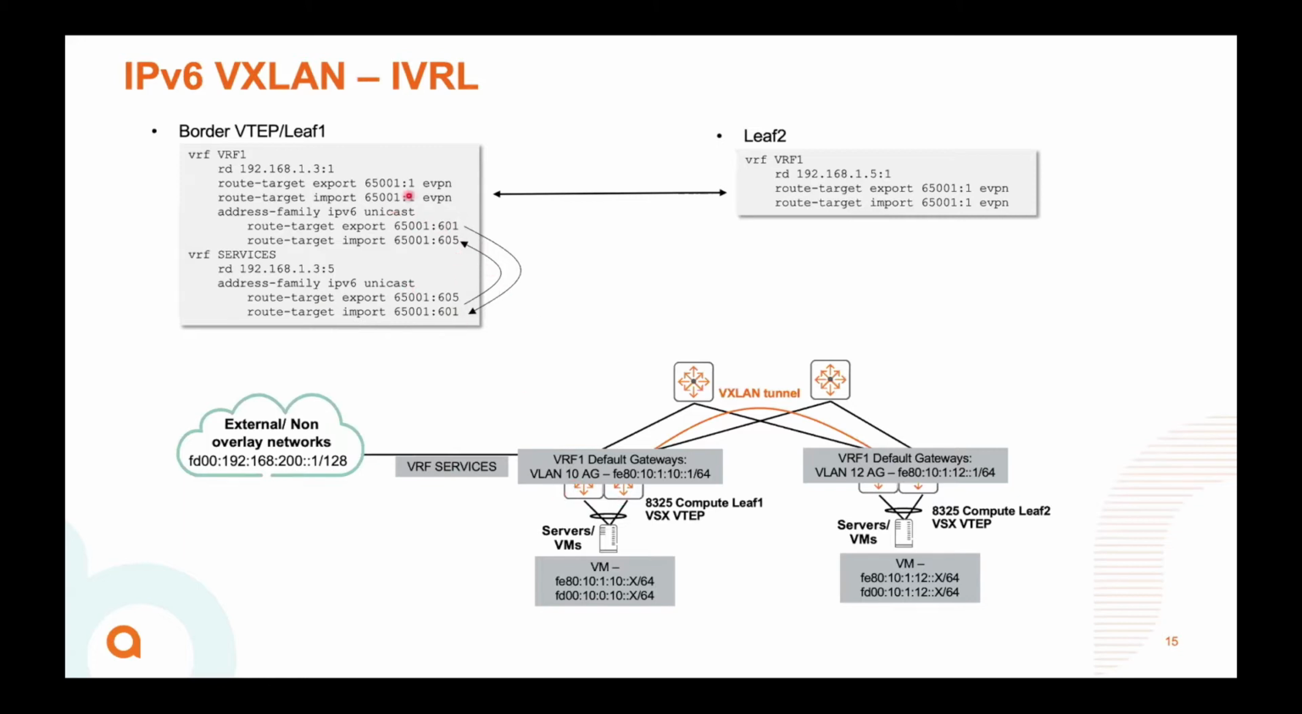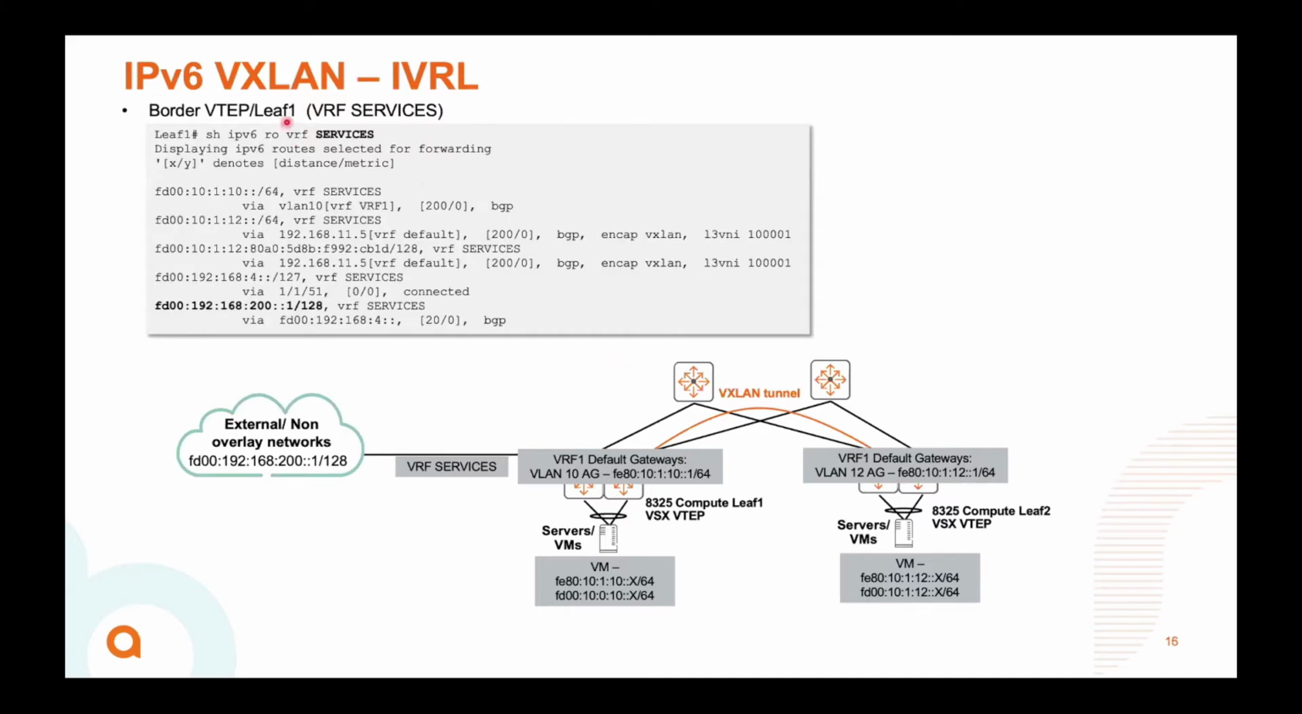So when this is done, leaf 2 actually learns whatever is in here, the services routes. So that's route leaking. That's also used by the remote VTEPs, but they do not need to configure the route leaking, right? They just learn it from the border. So the objective is to learn this remote route in the non-overlay network on this leaf 2 through this route leaking.